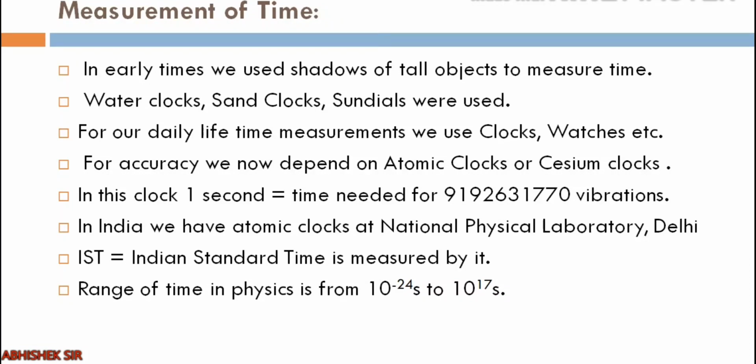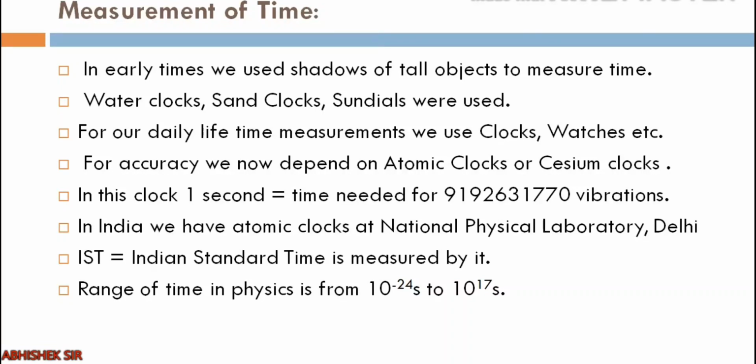Right now, for accuracy, we depend on atomic clocks or cesium clocks. Specifically, remember the element cesium. Right now, why cesium clock? I am telling that again. We use vibrations of cesium metal for measuring time. Now, how might it be related? You see the next point.